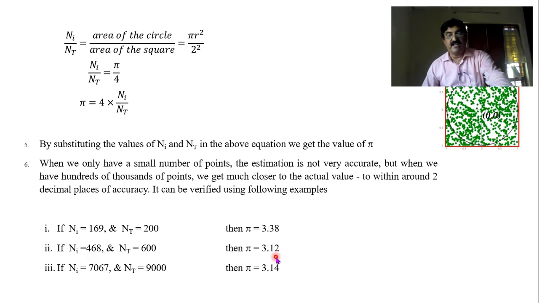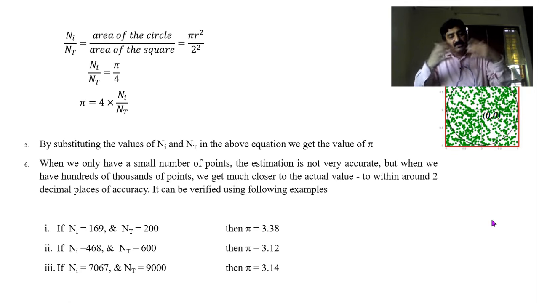It becomes 3.12 now. But we know pi is 3.1411, something like that. So therefore I take Ni more. With 169 there was so much variation. When I take 7067 and Nt if I take 9000, then I get pi 3.14. That means by having a large number of experimental data, I get a more reliable answer. That is the beauty of the Monte Carlo experiment.